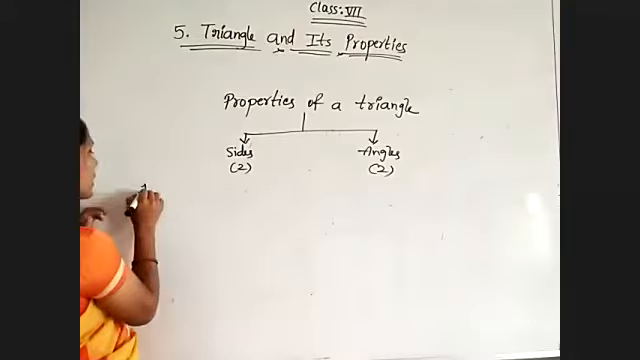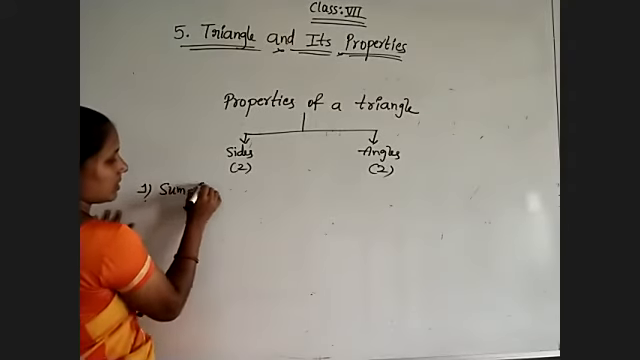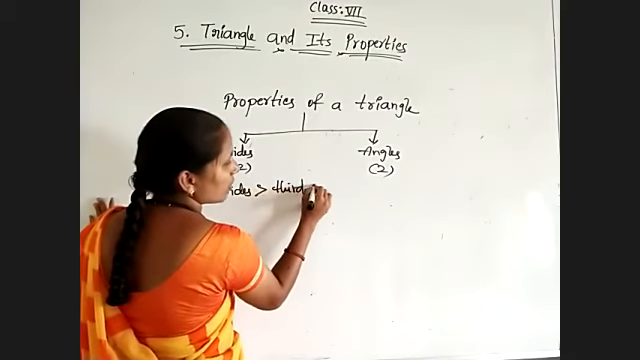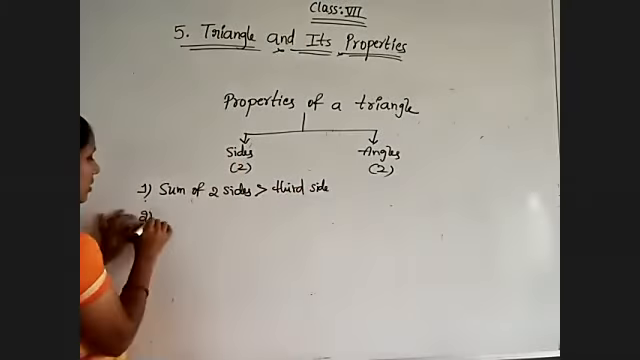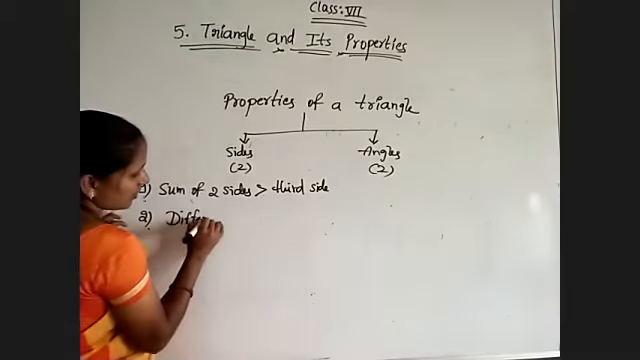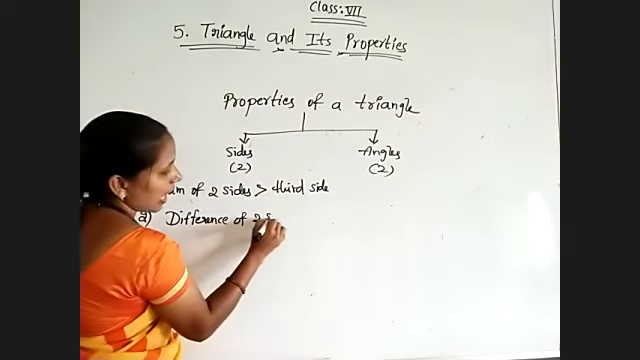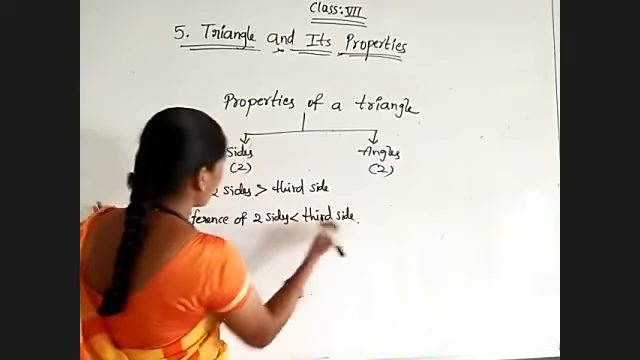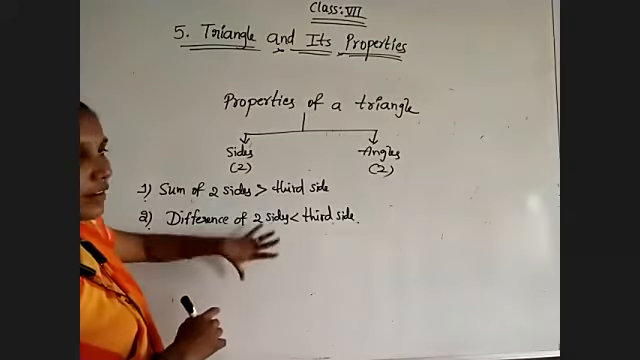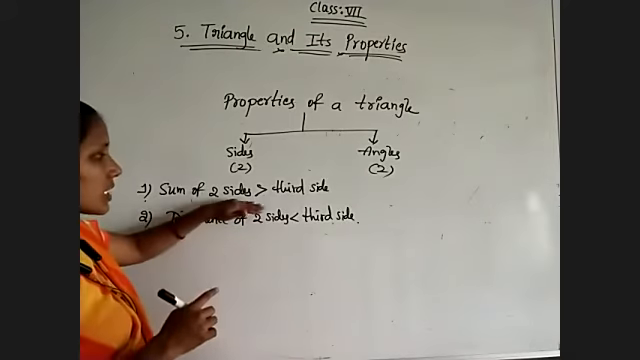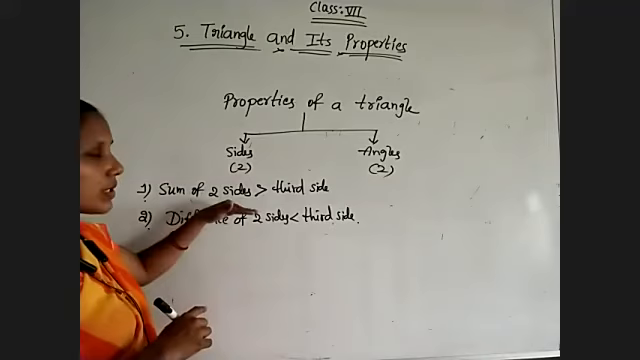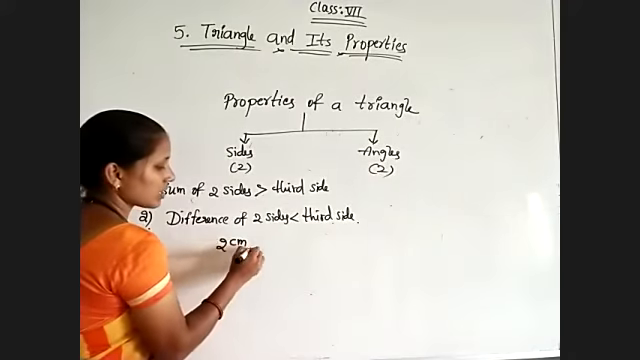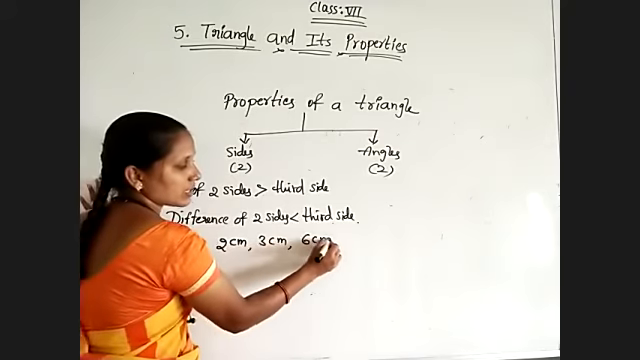What are those? The sum of any two sides is always greater than the third side, and the difference of any two sides is always lesser than the third side. So these two properties we have studied depending on sides, and whenever the lengths of the sides are given, depending on whether these conditions are followed or not, we need to decide whether we are able to form a triangle or not. Suppose I have the measures 2 centimeters, 3 centimeters and 6 centimeters.